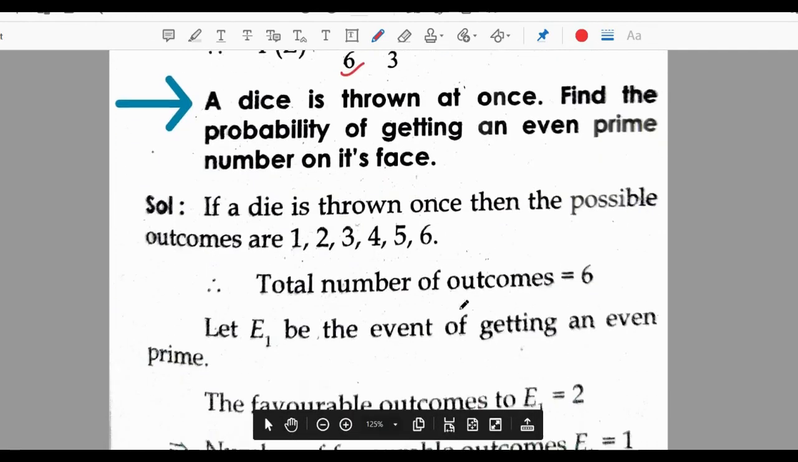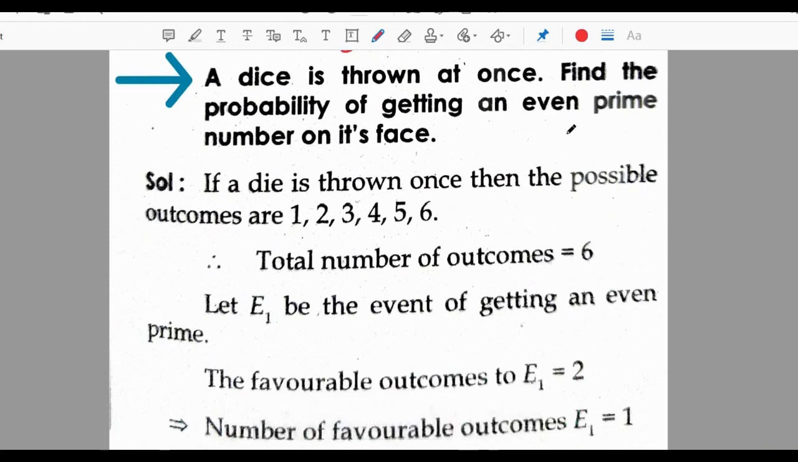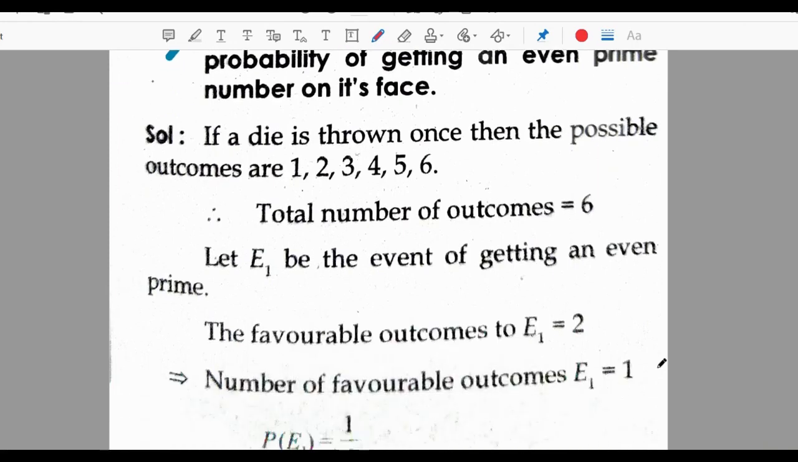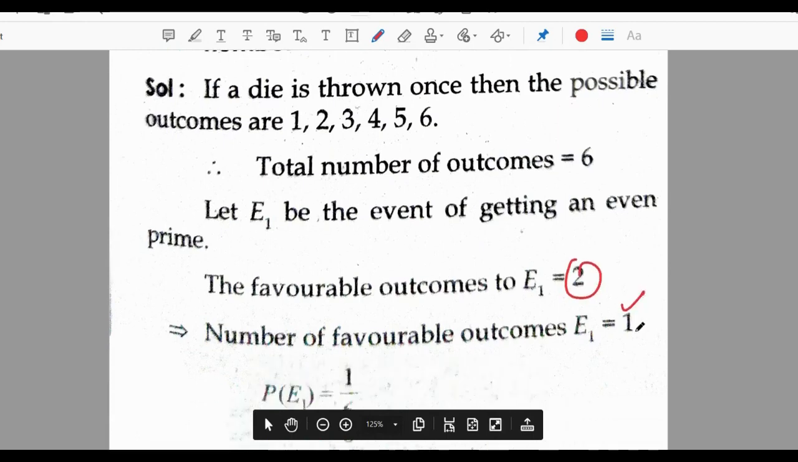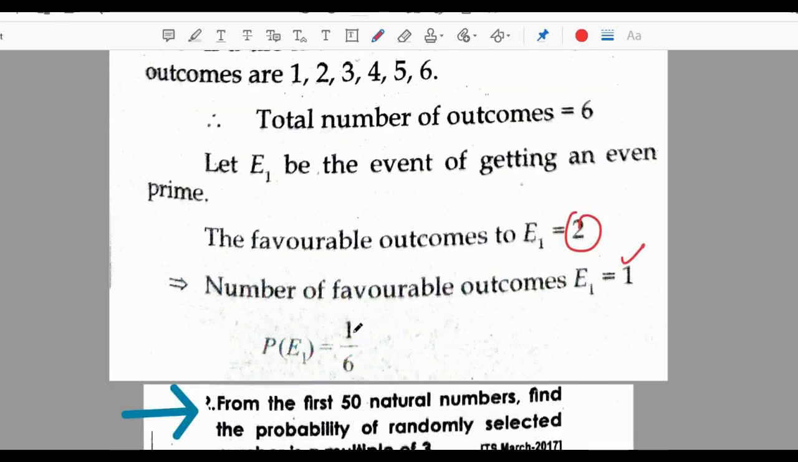A die is thrown at once. Find the probability of getting an even prime number. We know the only even prime number is 2. So number of favorable outcomes is 1. Total possible outcomes are 6. So probability of getting the only even prime is 1 by 6.